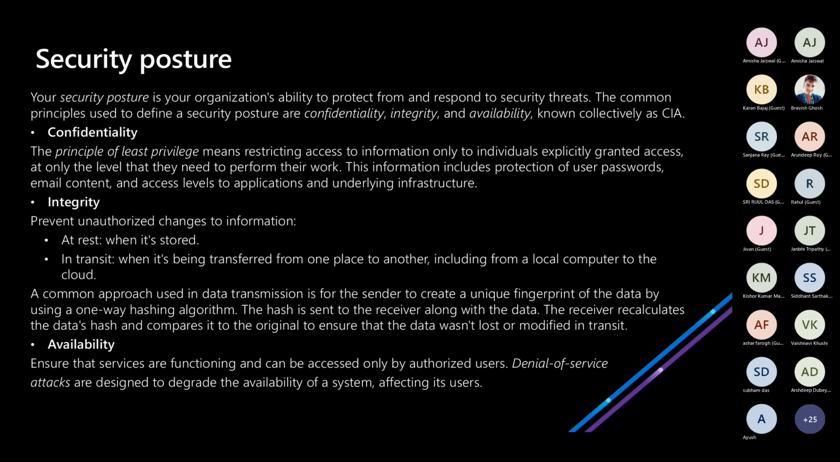Integrity. Prevent unauthorized changes to information at rest when it is stored and in transit when it's being transferred from one place to another. A common approach used in data transmission is for the sender to create a unique fingerprint of the data by using a one-way hashing algorithm. The hash is sent to the receiver along with the data. The receiver recalculates the data's hash and compares it to the original to ensure that the data wasn't lost or modified in transit.